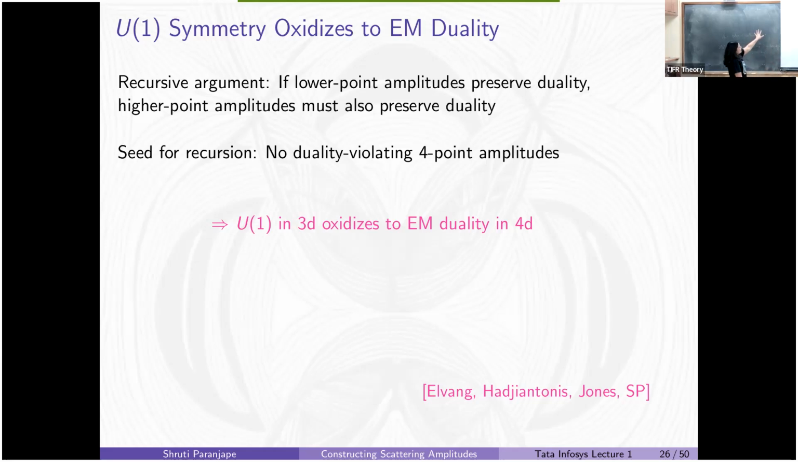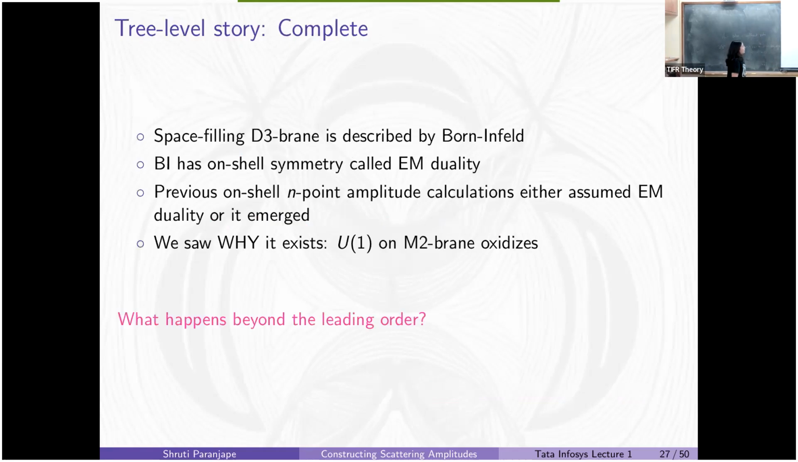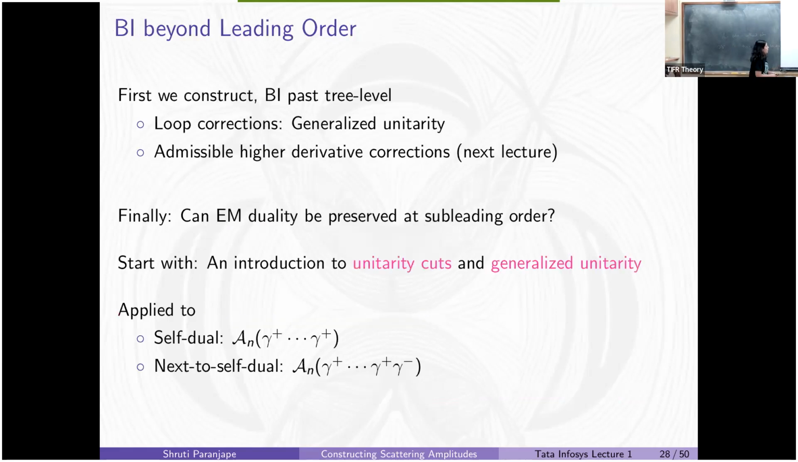Fine. So now what we want to do is go beyond the leading order and go to loop level. And in particular at loop level, we're going to deal with the amplitudes that we call self-dual and next to self-dual. Again, these are just terminology that exists in the literature, so we borrowed it. I don't particularly like it, but these are the all plus and all but 1 plus amplitudes.